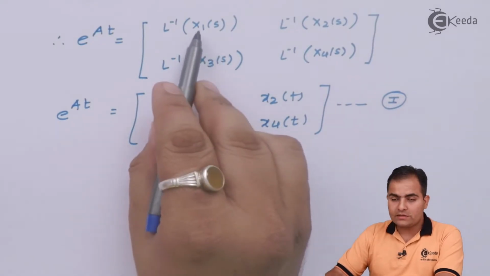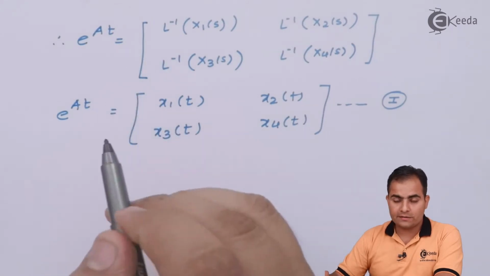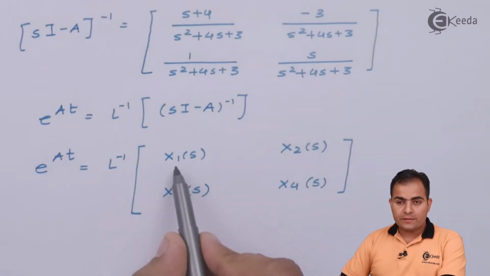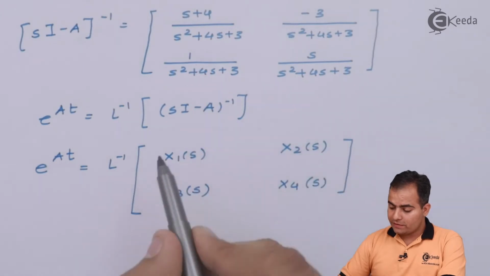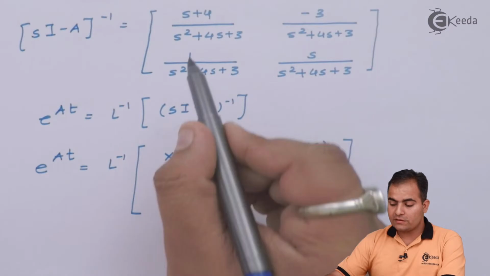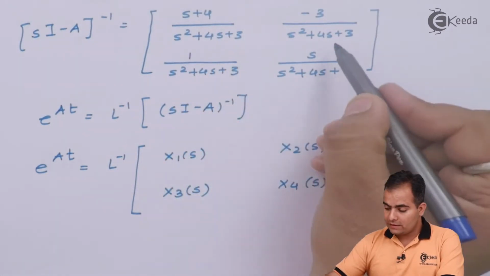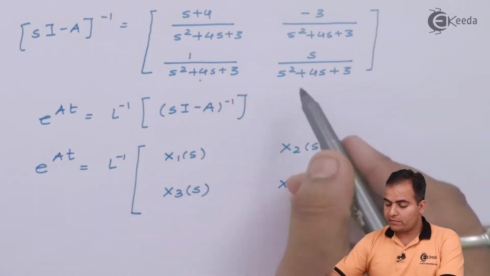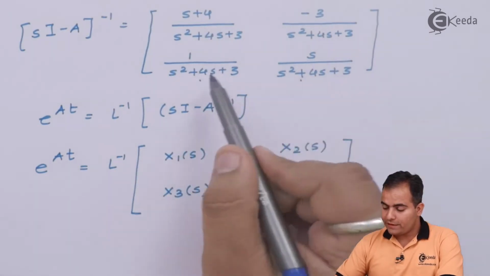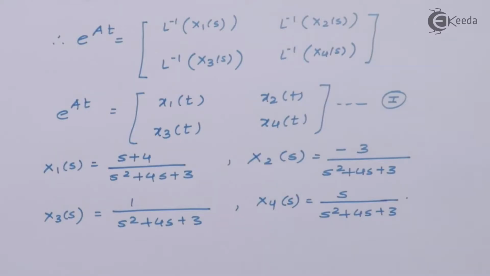Now I'll compare this x1 of s, x2 of s, x3 of s and x4 of s value with the last matrix. So just look here. What is my x1 of s? Where is my x1 of s? x1 of s is over here. So if I compare both these matrices, then I can say that my x1 of s is nothing but (s plus 4) upon (s square plus 4s plus 3). Similarly, my x2 of s is this, my x3 of s is this, and my x4 of s is this. So I will substitute all these values in my x1 of s, x2 of s, x3 of s and x4 of s terms. So after comparing both these matrices, I have got the x1 of s, x2 of s, x3 of s and x4 of s values.